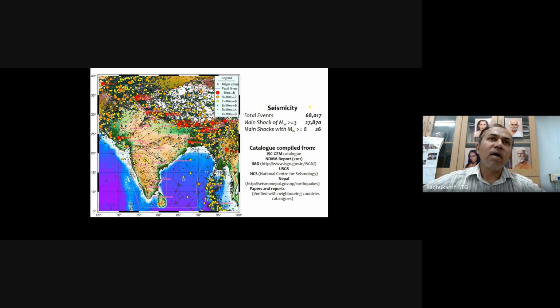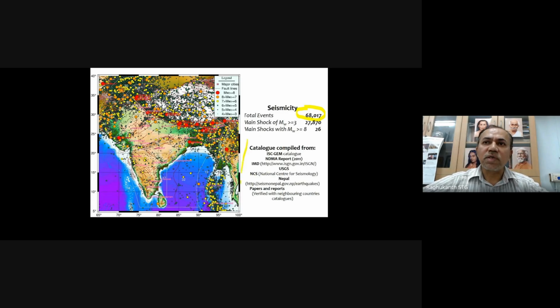So we have collected all the earthquake catalogs, all the earthquakes that have happened. For the recent earthquakes, our Ministry of Earth Sciences, National Center for Seismology, releases the earthquake magnitudes, locations, and others every year. Combining everything up to 2022, there are around 68,000 earthquakes included in the catalog. More than 826 earthquakes are here, some historical, some recent.